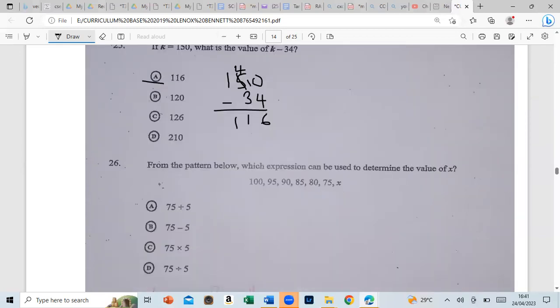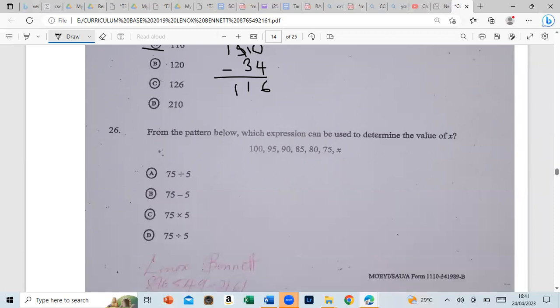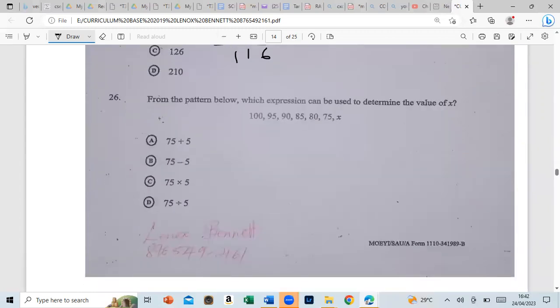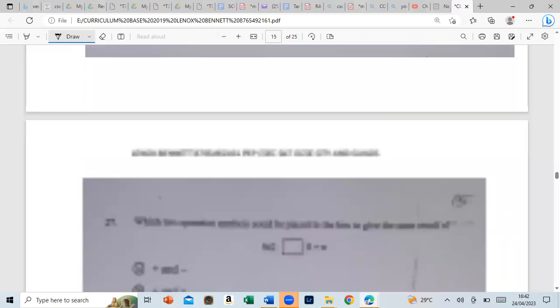From the pattern below, which expression can be used to determine the value of X? All right, so they subtract 5, subtract 5, subtract 5. That is consistent. So the next value would have been 75 minus 5. So that would have been B. So 26 is B. Let's move on to 27.